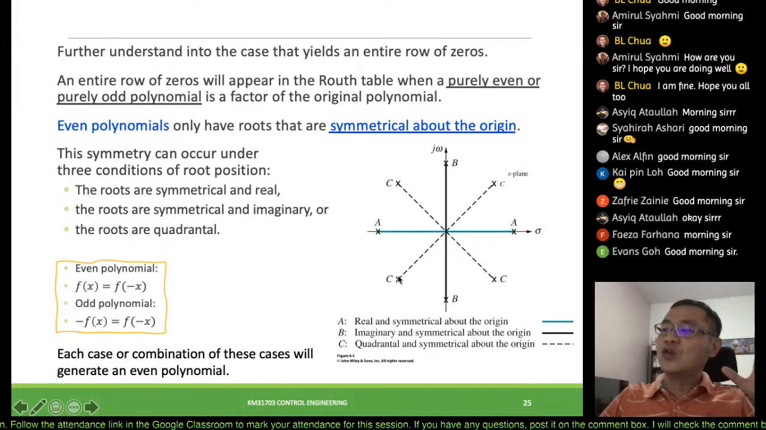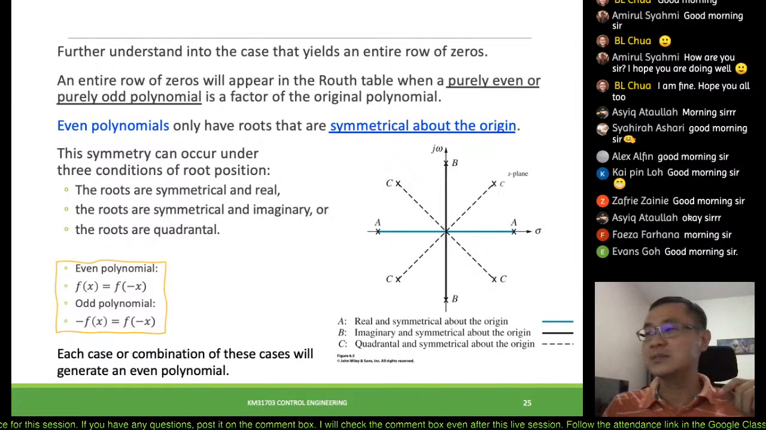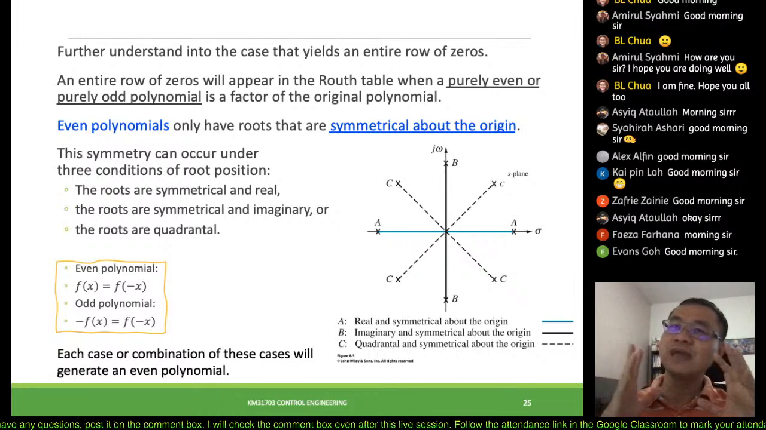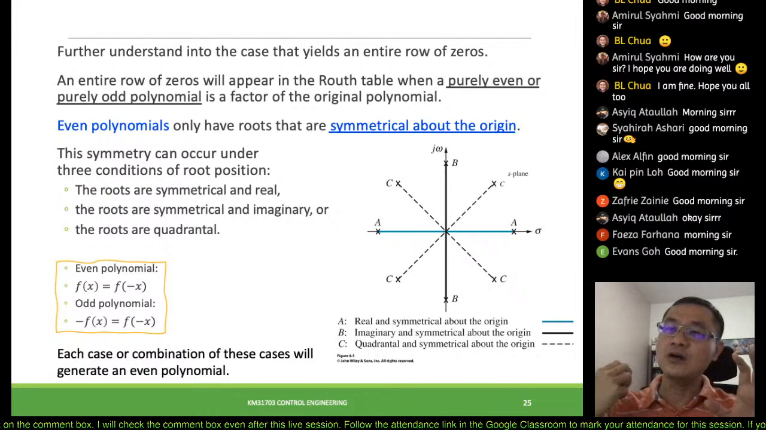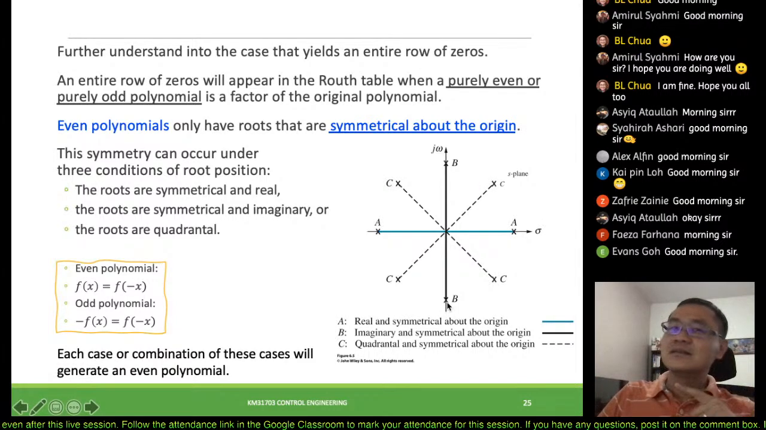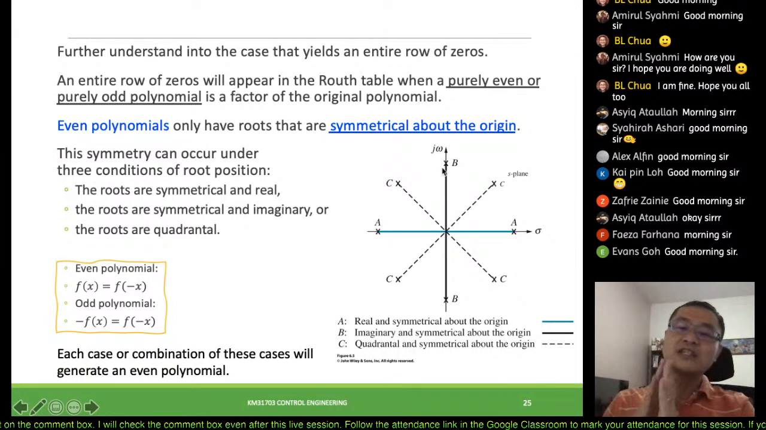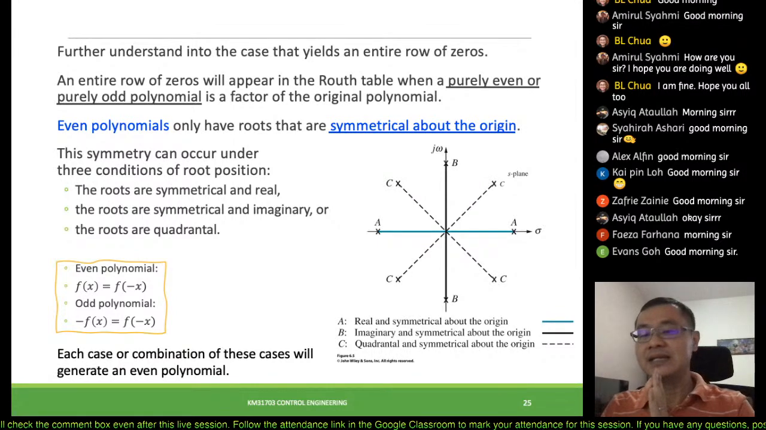If we have a root over here, is it possible that we don't have another root on the other side if it is symmetrical? It is impossible, right? So therefore, if there is no sign change when we meet the row of 0, meaning to say the roots actually lie on the imaginary axis, because when they lie on the imaginary axis, it still satisfies the symmetry, okay, it's still symmetrical, but no poles actually lie on the right half plane, okay.